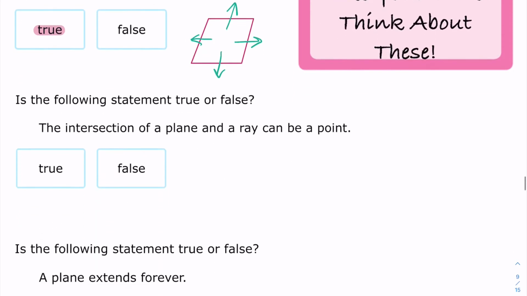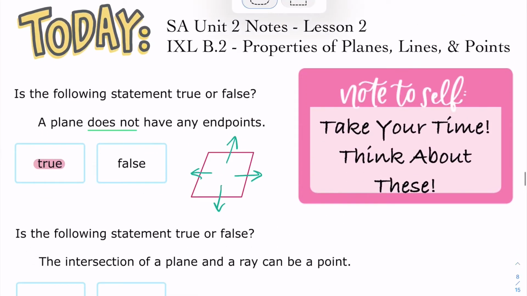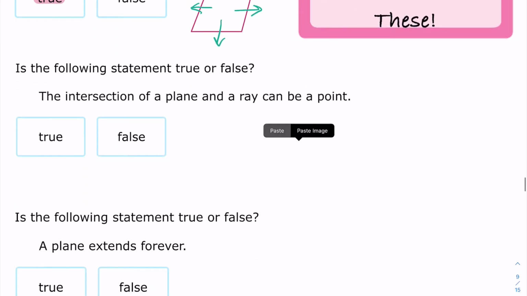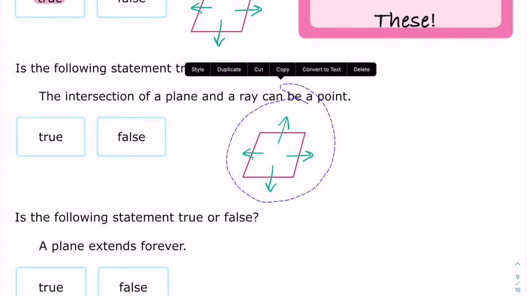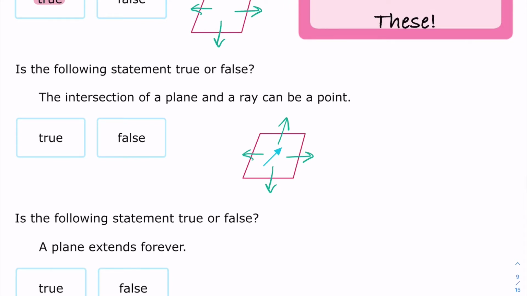The second one: the intersection of a plane and a ray can be a point. Let's take a look at this. We have a plane, and there are two options. Either a ray can lie on the plane, like this right here, that's a ray, and my green arrows just represent that the plane goes on forever. Or we can have a ray that intersects the plane and will intersect at a point.